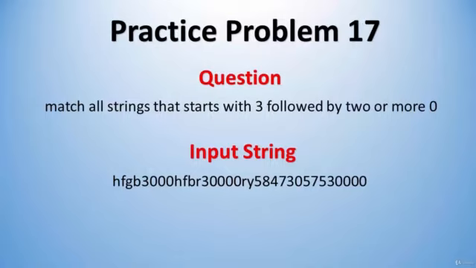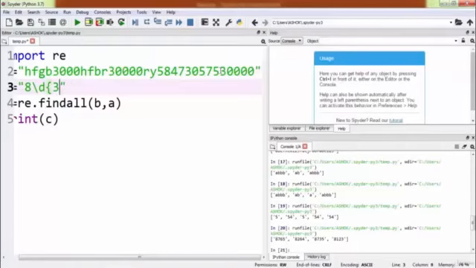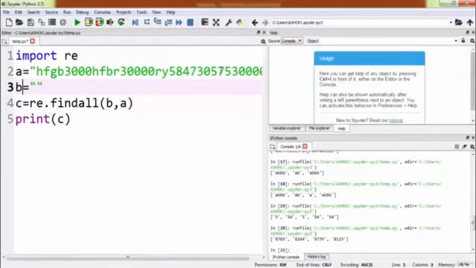Now we must find the strings which start with 3 and are followed by 2 or more zeros. That means the first character should be a 3 followed by 2 or more zeros. For that the quantifier minimum is 2 and maximum can be anything. So I will use just 2 comma and close the curly bracket. Now this quantifies 0 to occur 2 or more times.